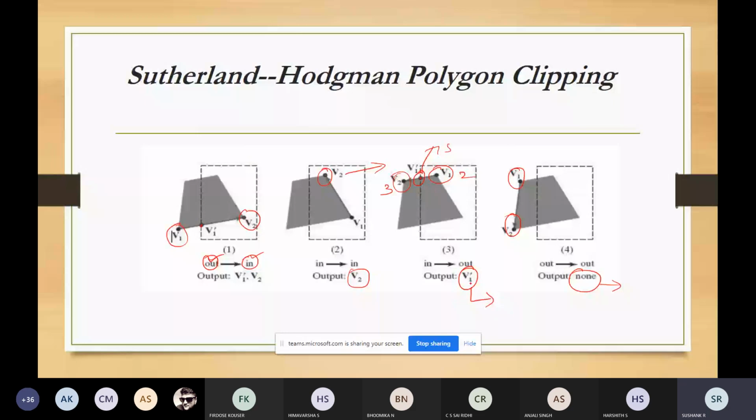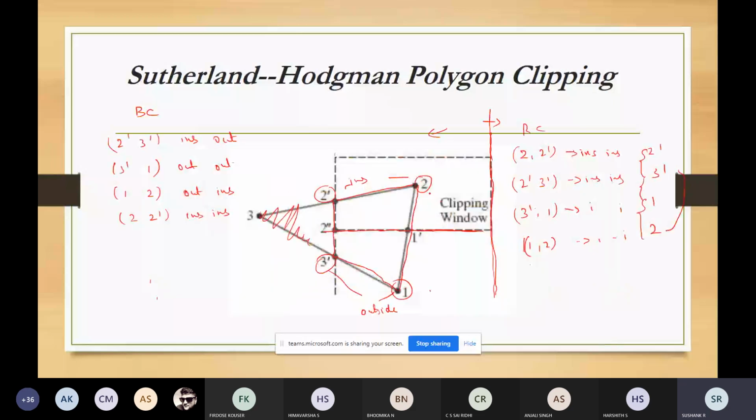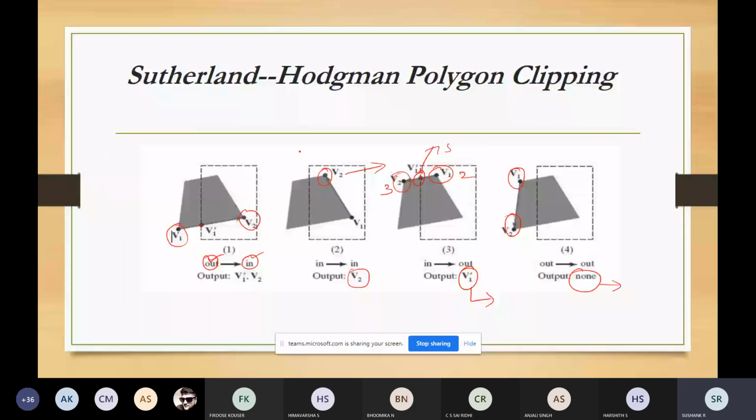So what is my first point? 2 dash, 3 dash. One point is inside, one point is outside. I should get the boundary intersection, so I'll write it as 2 double dash. See, you can check here. When one point is inside and one point is outside, the naming convention is the first vertex dash.